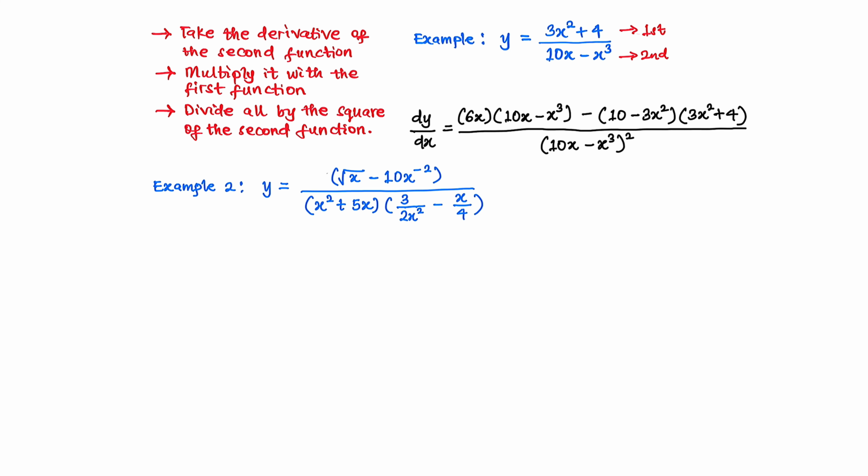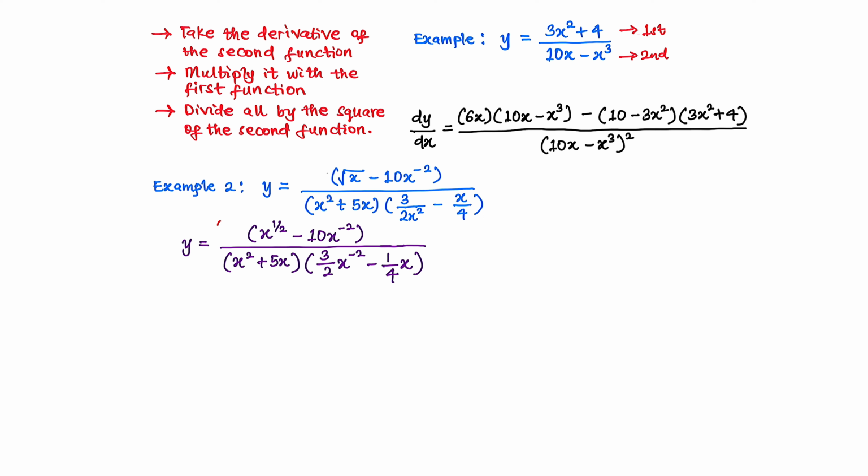So simplifying, we have y equals square root of x means x raised to the power 1 over 2 minus 10x raised to the power minus 2 divided by x squared plus 5x open bracket 3 over 2x squared means 3 over 2 x to the power of minus 2 minus x over 4 means 1 over 4x. Now we can take the derivative using the quotient rule.